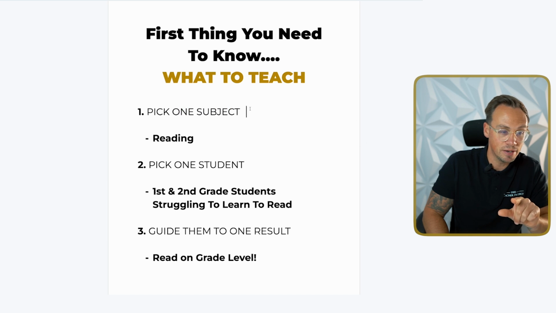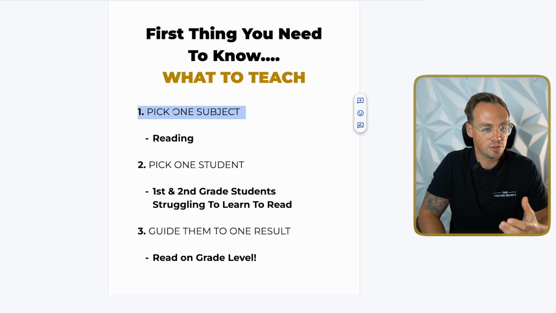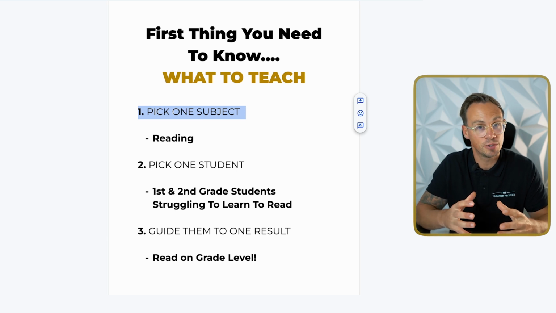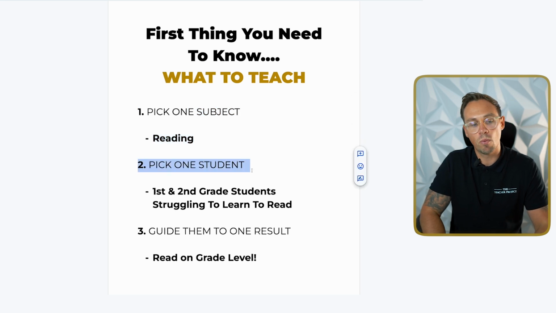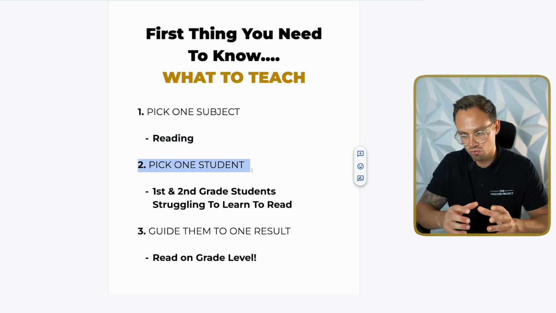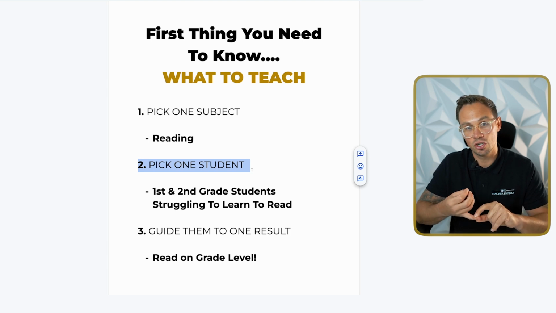That should be the easy bit because you should be an expert if you're looking to become a tutor in one specific subject or maybe a few, but there's probably one subject that you've got more expertise in. So you pick that. Example, reading. So you're going to pick one student within that subject. So you really want to identify one particular student. This can be on age range or it could be on skill level, right?